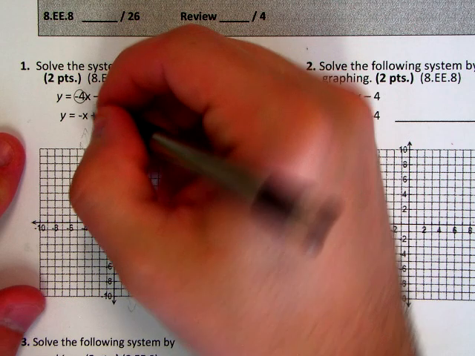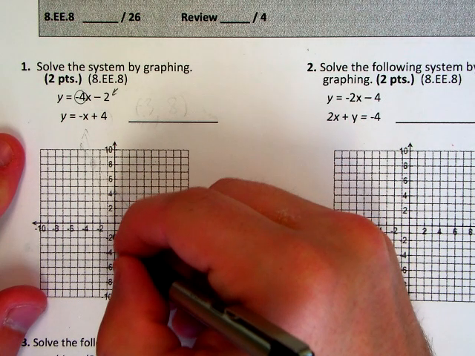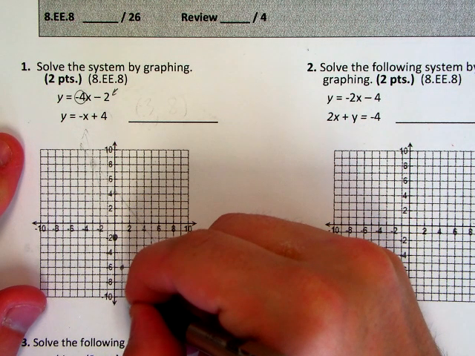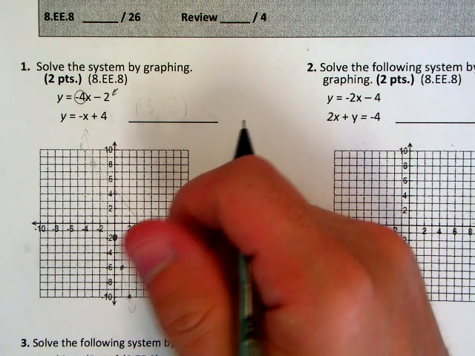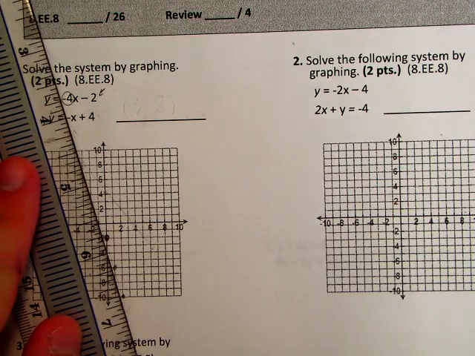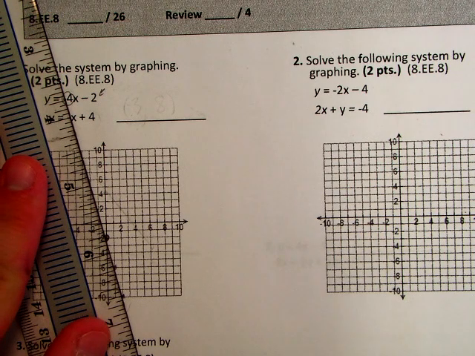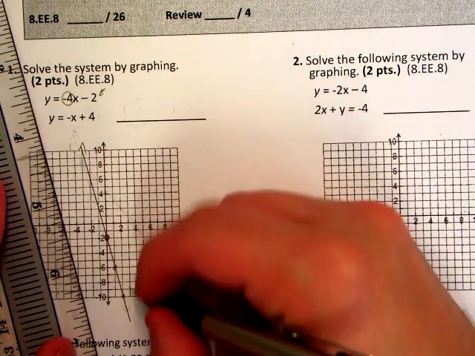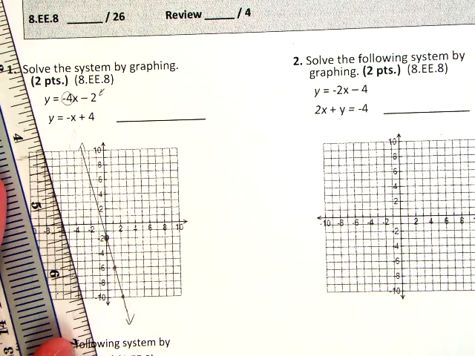The slope here is -4, which means I'm going to go down 1, 2, 3, 4 and to the right 1. Down 1, 2, 3, 4 and to the right 1. I can then connect those dots with a line. And it looks just like that.